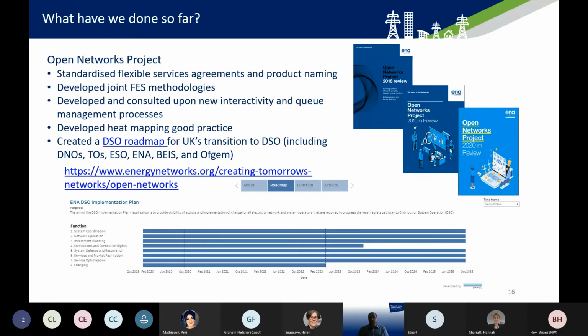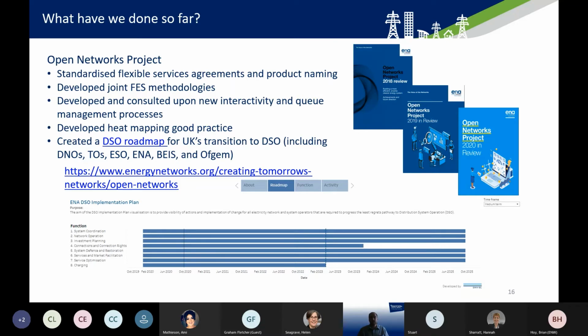We are an active member of the Open Networks project. This is the project that has all the network operators, the National Grid, Ofgem, BEIS, and the Energy Networks Association, and we come together to collaborate on how it's best to transition to distribution system operation. And one of the things that we've produced with that within the last year, and it's just in the process of being updated, is the DSO implementation plan. That sets out a roadmap of where all the different networks are up to in their transitions. And again, it gives you an idea of where we're going in the future.